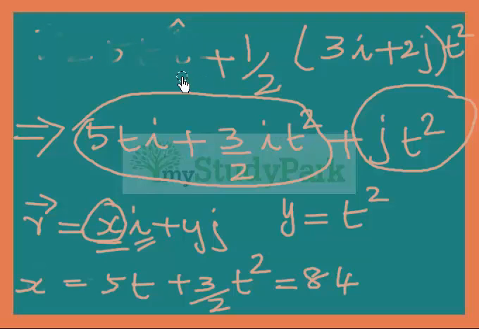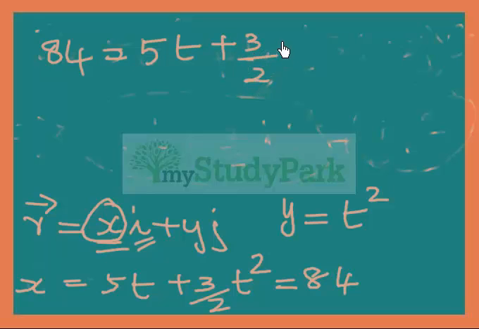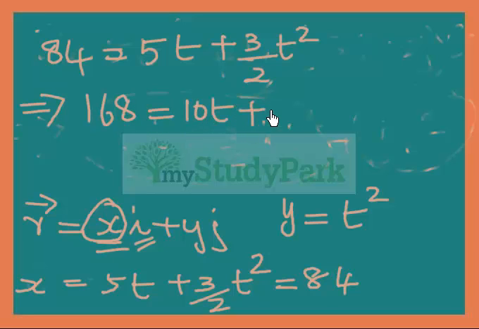This becomes a quadratic equation. So the equation can be simplified in a much better fashion. So here you have 84 equals 5t plus 3 by 2 t square, which implies you have 168 equals 10t plus 3t square.